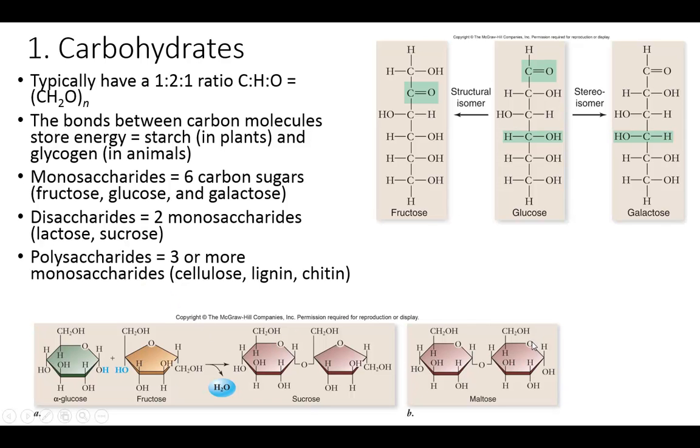A polysaccharide then is made of 3 or more monosaccharides, and again, cellulose, which is found in plants, lignin, and chitin, which is found in arthropods, insects, and also fungi. They just have a lot of these sugars bound together in long chains, or at least in chains that are 3 or more. Okay, again, the monomer of carbohydrates, for these saccharides and polysaccharides, is sugars. For your smaller molecules of carbohydrates, the monomer would be the carbon, hydrogen, oxygen repeating.